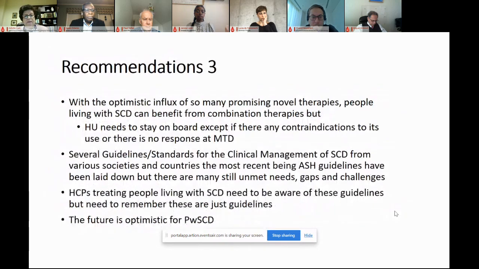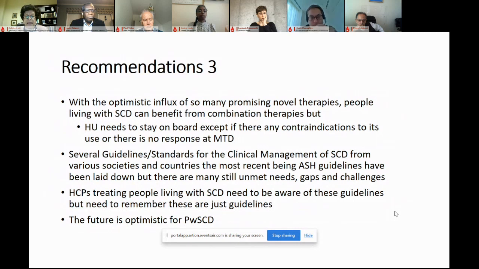With the optimistic influx of so many promising novel therapies, people living with sickle cell disease can benefit from combination therapies like cancer patients. But it's very important to realize that hydroxyurea, which has been around for years and years and withstood the challenges of time and proven its efficacy, needs to stay on board, except if there are any contraindications to its use or there's no response at maximum tolerated doses.